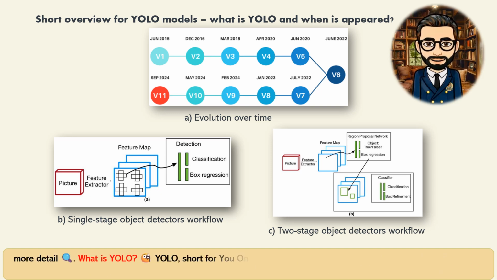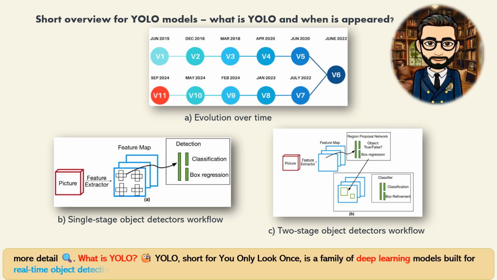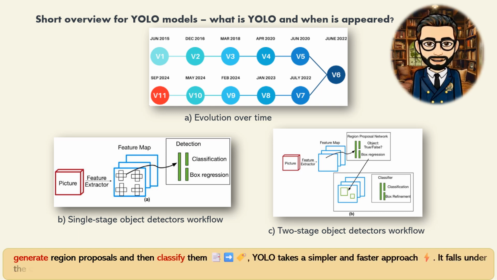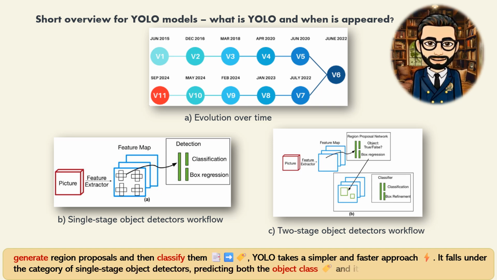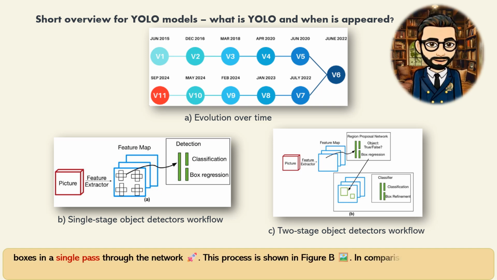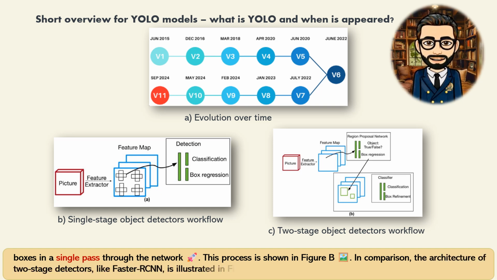What is YOLO? YOLO, short for You Only Look Once, is a family of deep learning models built for real-time object detection. Unlike traditional two-stage object detectors such as Faster R-CNN, which first generate region proposals and then classify them, YOLO takes a simpler and faster approach. It falls under the category of single-stage object detectors, predicting both the object class and its location via bounding boxes in a single pass through the network. This process is shown in Figure B. In comparison, the architecture of two-stage detectors like Faster R-CNN is illustrated in Figure C.